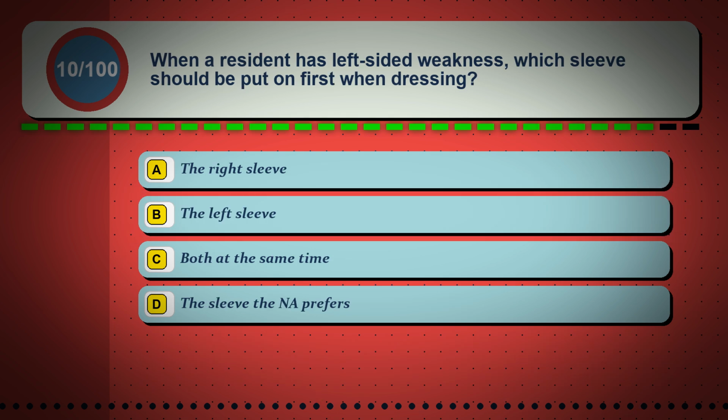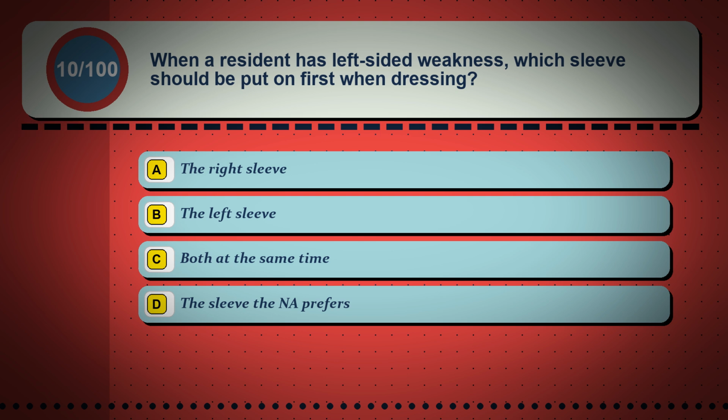Question 10. When a resident has left-sided weakness, which sleeve should be put on first when dressing? Option A. The right sleeve. Option B. The left sleeve. Option C. Both at the same time. Option D. The sleeve the NA prefers.